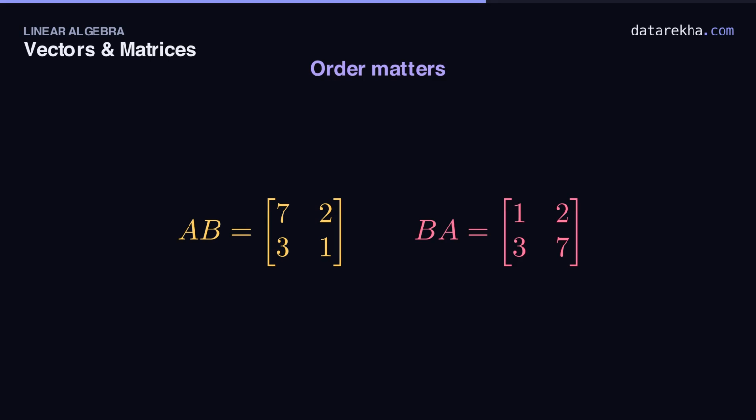Plainly not the same as 7, 2, 3, 1. Both products exist, both are 2 by 2, yet they disagree. That's the rule. Matrix multiplication is not commutative. AB and BA are different questions, so never swap the order.